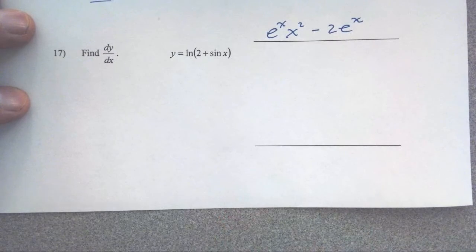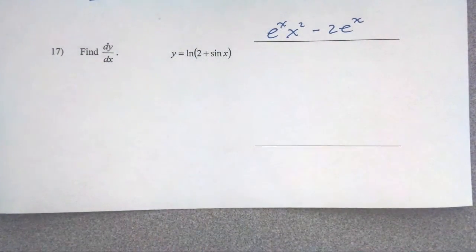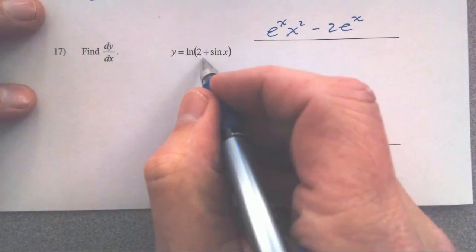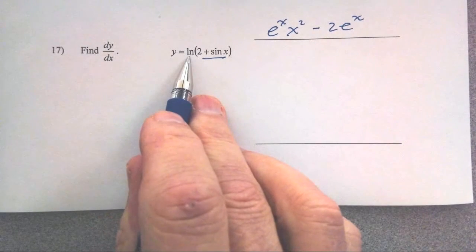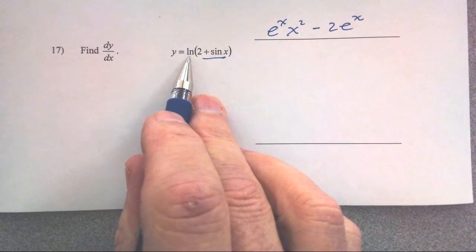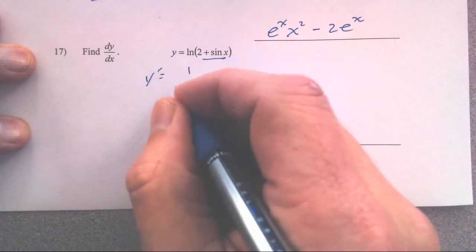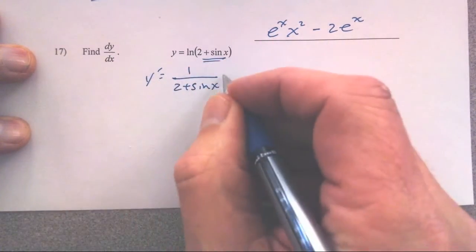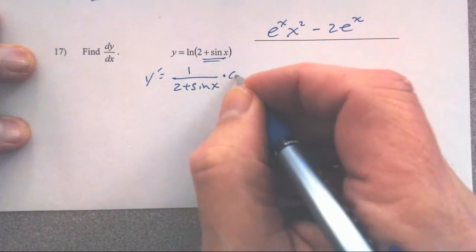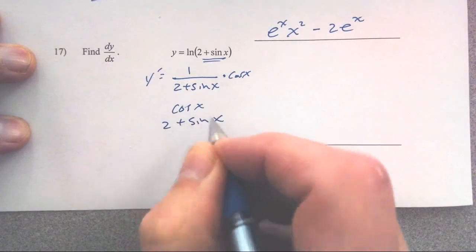Not a product rule. This is not ln times. ln by itself has no meaning. It has to be ln of something. It's ln of this. This is a chain rule. So derivative of ln. Derivative of ln of x is just 1 on x. So the derivative of ln wants to be 1 on the argument. So y prime wants to be 1 on 2 plus sine of x, but we've got an inside function, so the inside derivative is cosine of x. We get cosine of x on 2 plus sine of x.